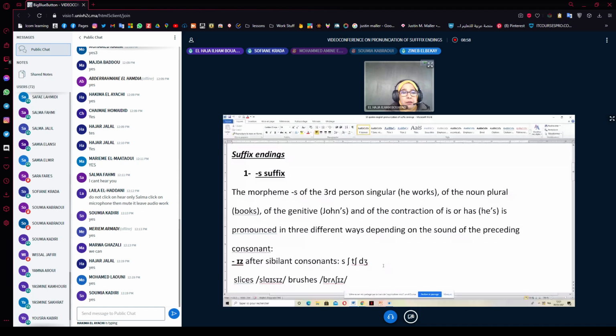Okay, good. So as I said, this S you find in the third person singular, in the plural, and in the possessive or genitive, like John's. You also find it at the end of a contraction, like when I say he is, he's. So this S in English has different pronunciations depending on the sound that precedes.